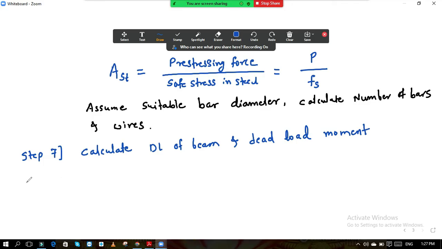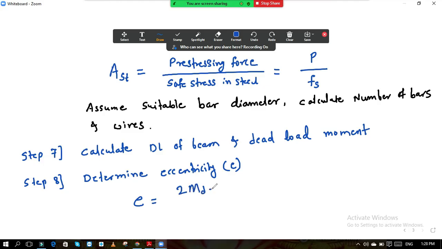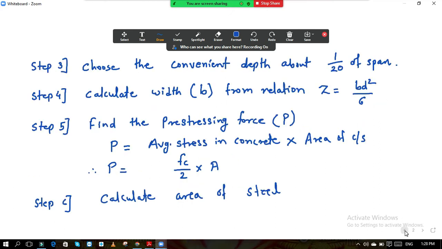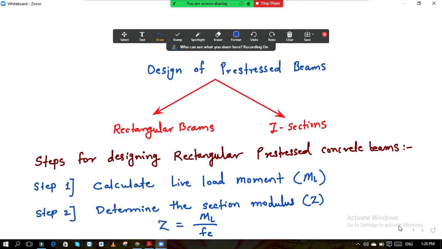And finally, step number 8: determine eccentricity E. So E is equal to, the formula is 2 into dead load moment, 2 Md plus Ml, divided by 2. E is the stressing force divided by 2.